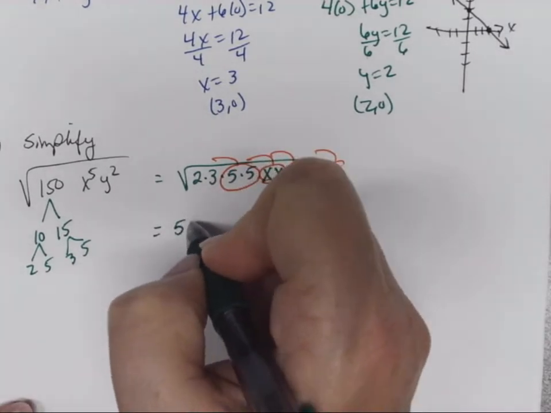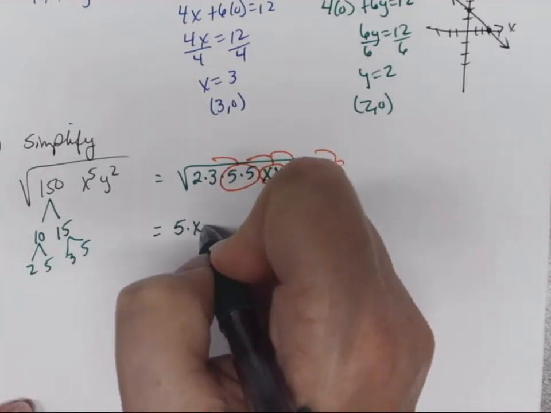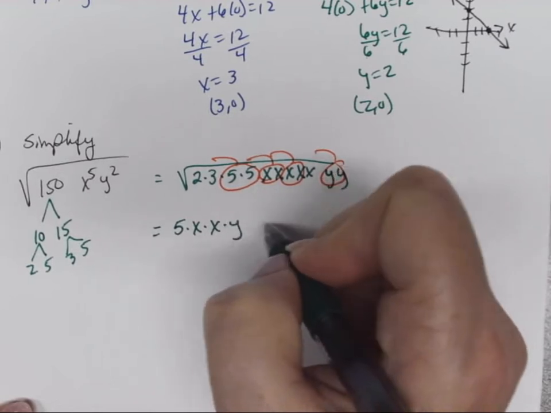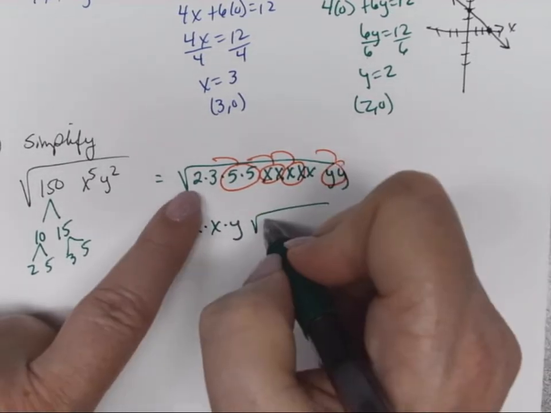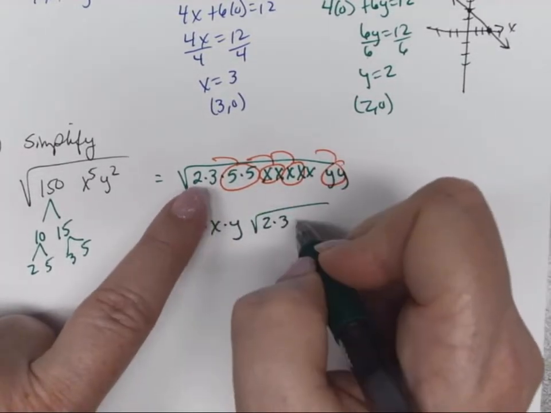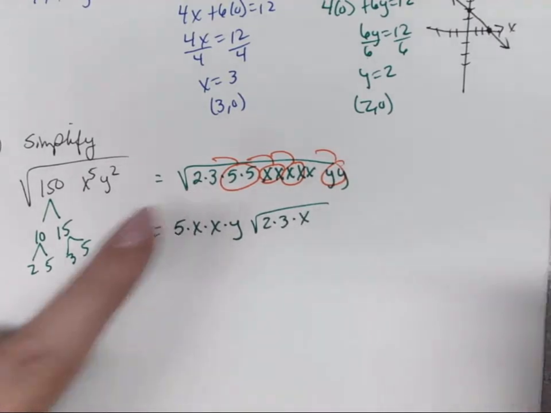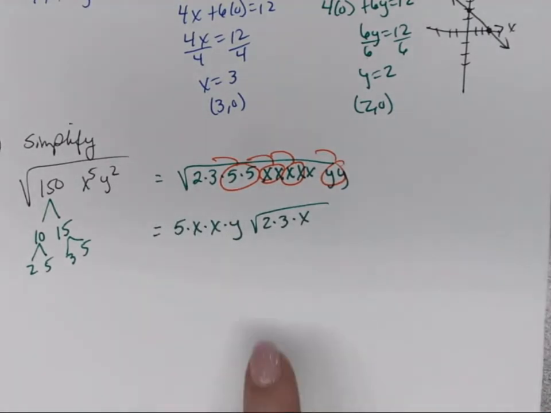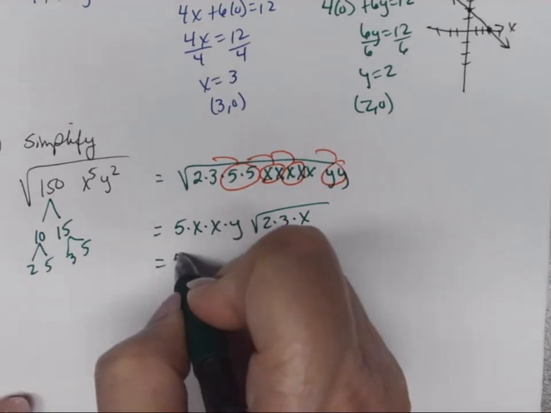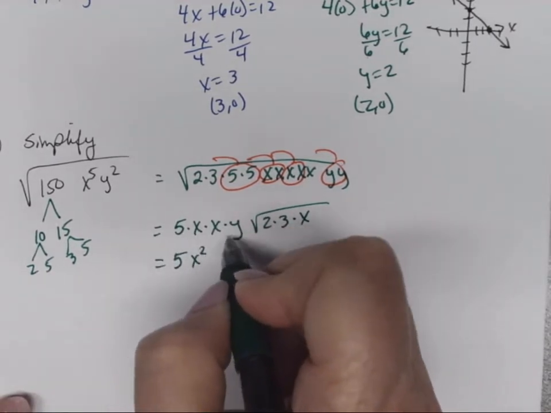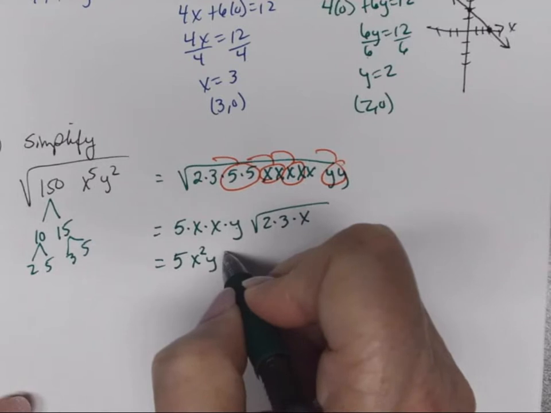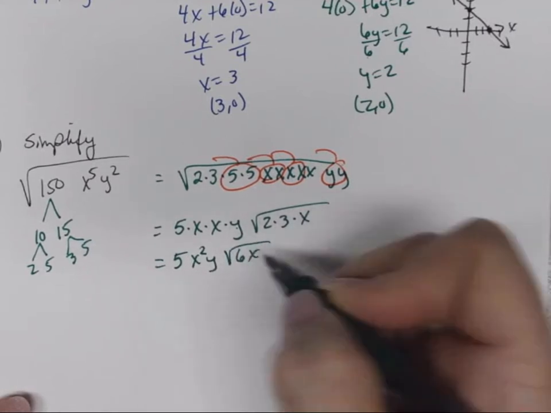So this will be 5 times x times y times the square root of 2 times 3 times x. That's what's left over on the inside. Now let's clean this up a little bit. So this will be 5x times x is x squared times y, square root of 6x.